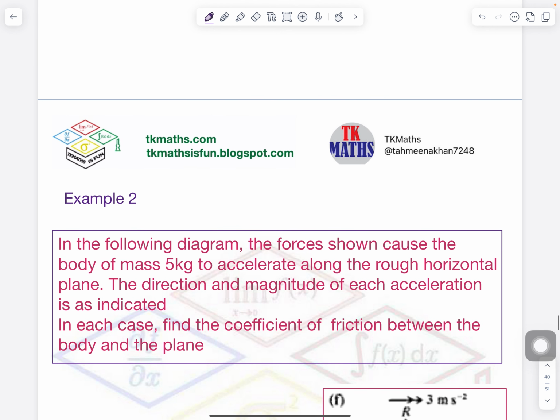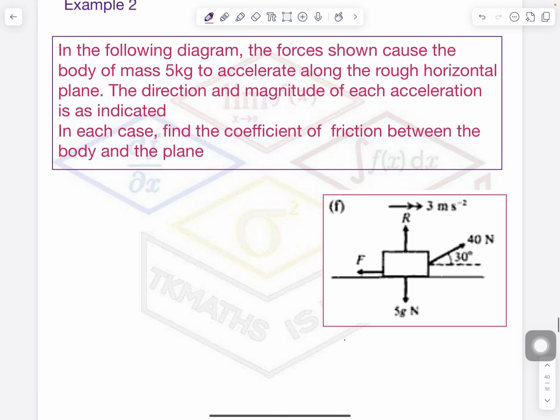So now let's see example number 2. In this case, you have to find out the coefficient of friction. So the formula will remain the same, everything will remain the same. Manipulation of the subject we will do here. So according to Newton's second law of motion, because now the object is accelerating, you can see here, you have resultant force is equal to ma, according to Newton's second law of motion.